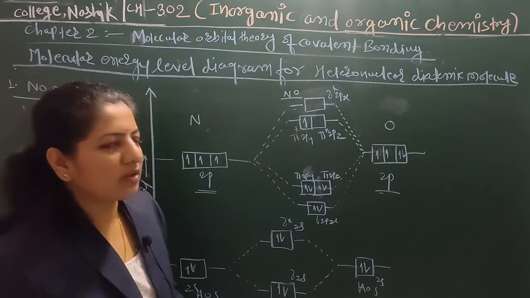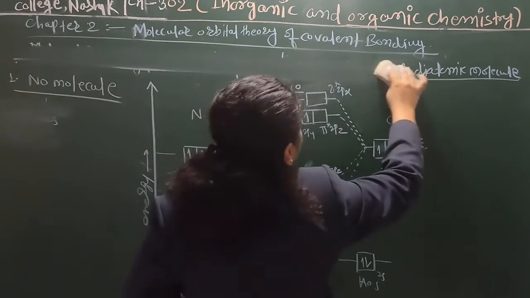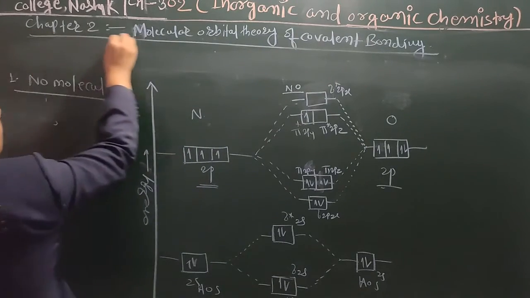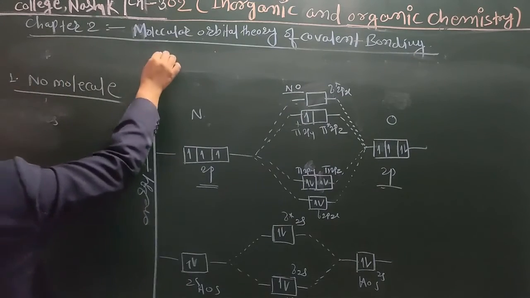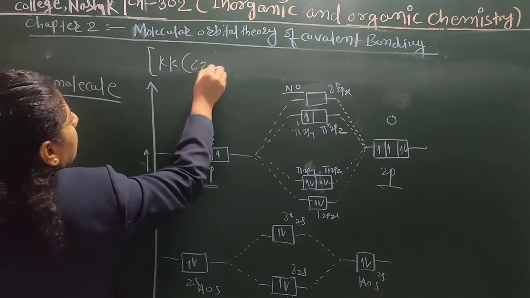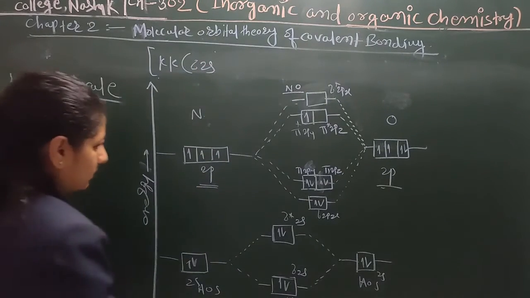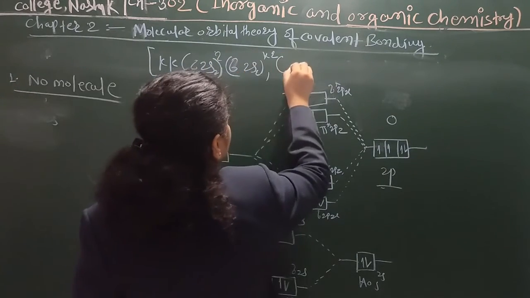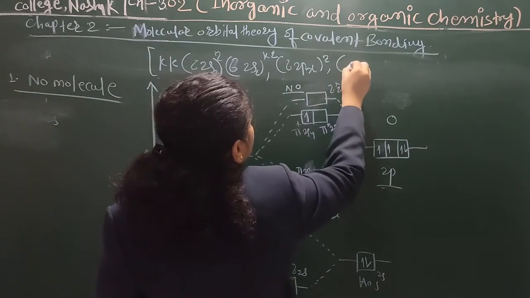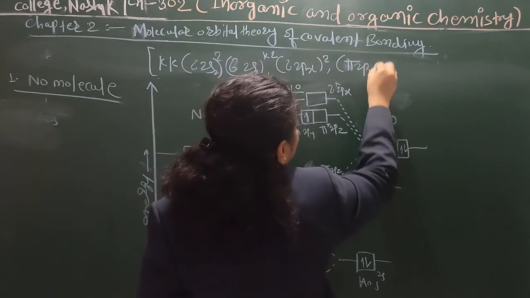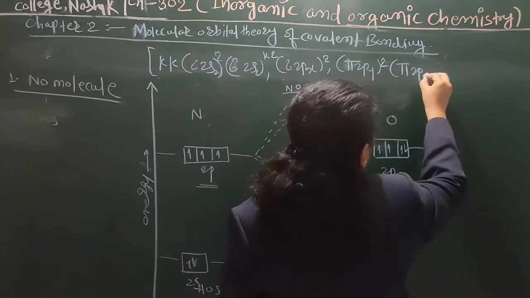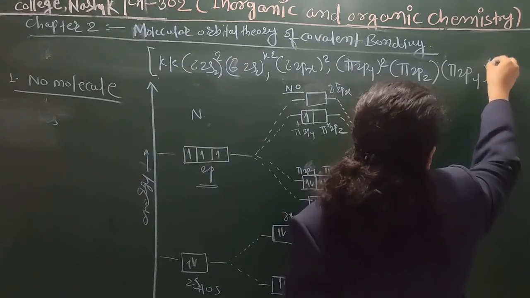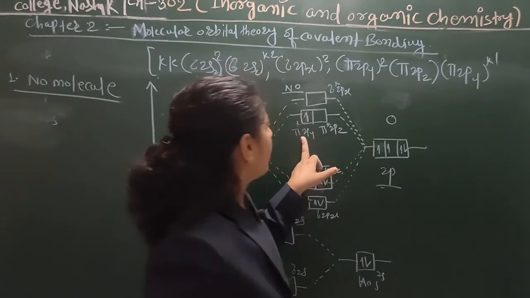So what about the molecular electronic configuration of this NO molecule? We can write it here: KK sigma 2s 2, sigma star 2s 2, then sigma 2px 2, pi 2py 2, pi 2pz 2, and pi star 2py 1 in the antibonding orbital. So here there is one unpaired electron in the 2py orbital of the NO molecule.